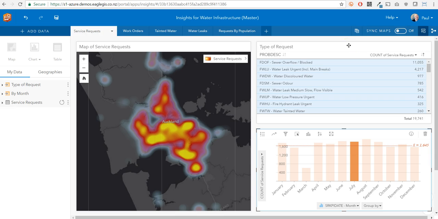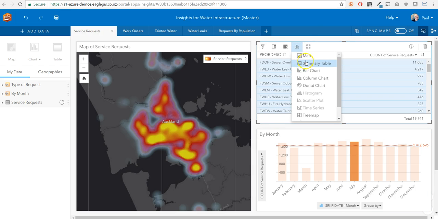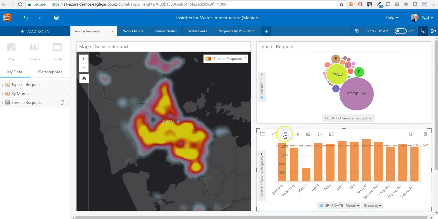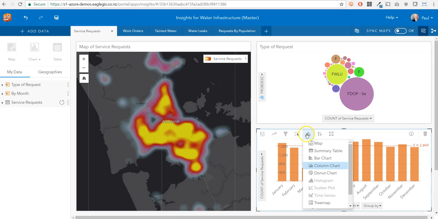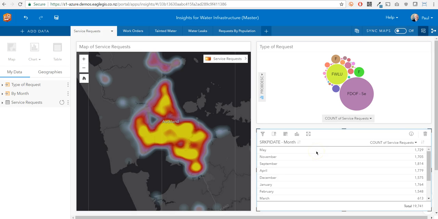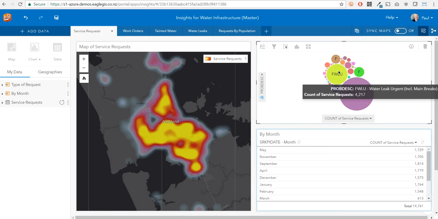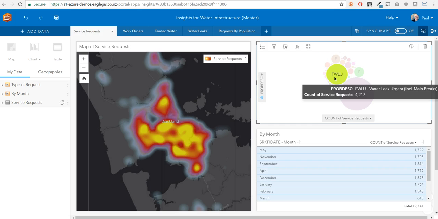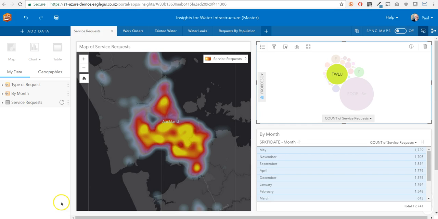We can apply a different style to each card. For instance, a table can quickly become a chart, or a chart can be changed into a table. So here I might just want to see a list by month, but this helpful bubble chart can help me understand the distribution of service requests across different categories. With Insights, we can change from a map, table, or chart in a single click.